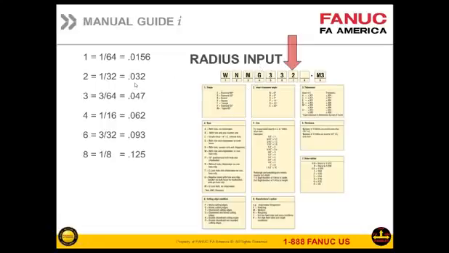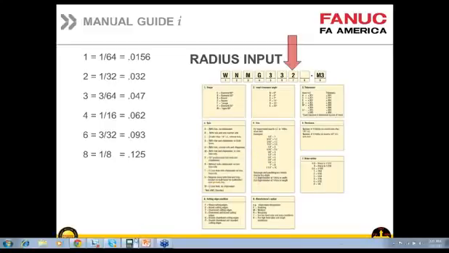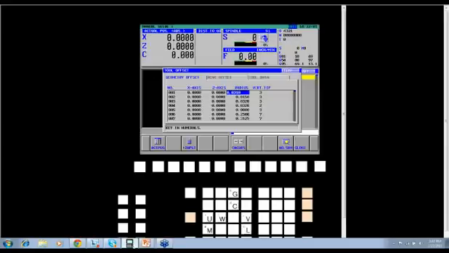A number 2 is a 32nd radius. A number 1 would be a 15,000. A number 3 would be a 47, and so on. So it's important that we know what those are so that we put the correct number in there. Otherwise, if we had the wrong number there, the control is going to spit out bad information. So it's very important that we have the right number there.